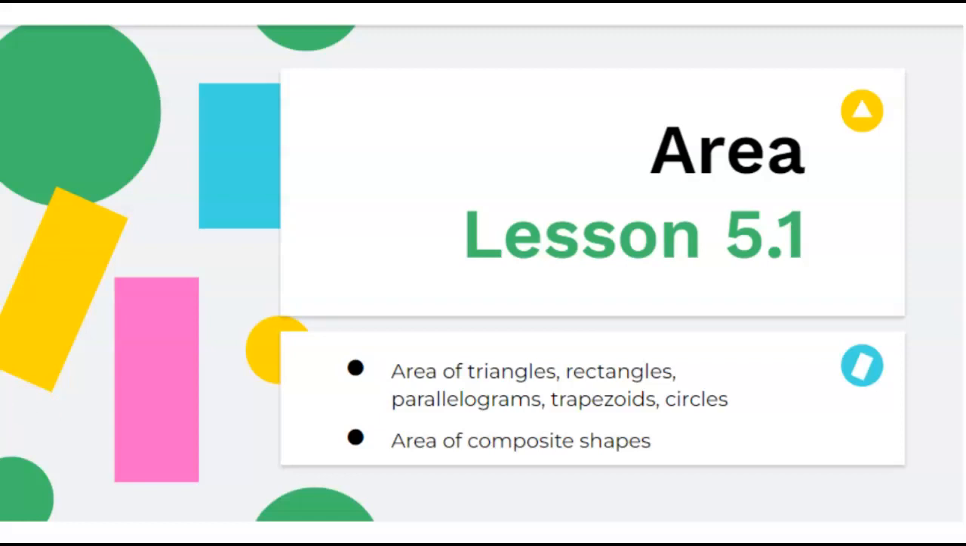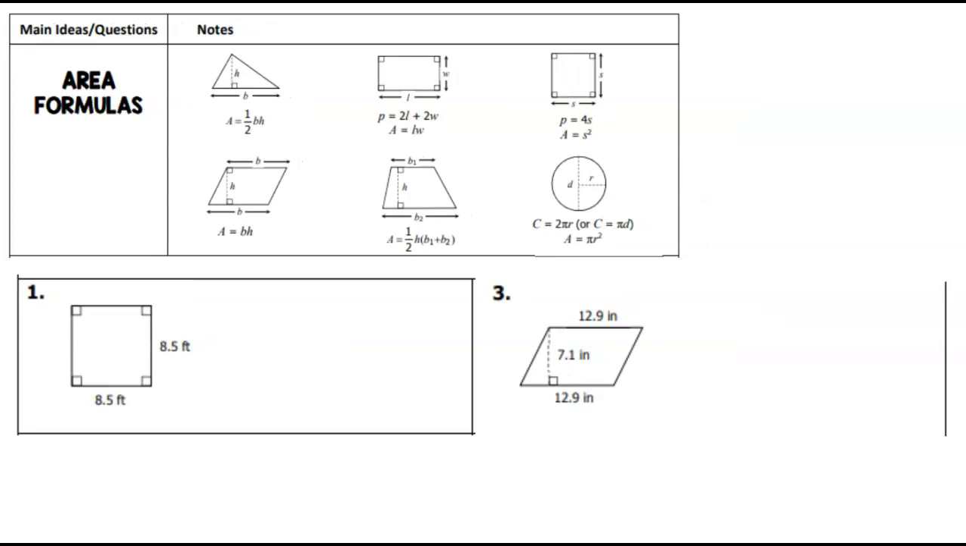So here we are, lesson 5.1. We're going to find area of triangles, rectangles, parallelograms, trapezoids, circles. We're also going to find area of composite shapes. And we know from transformations that composite means two or more. This should be a photocopy that you have. You're going to take notes on your copy. You can glue this into your notebook and keep it safe with the rest of your notes.